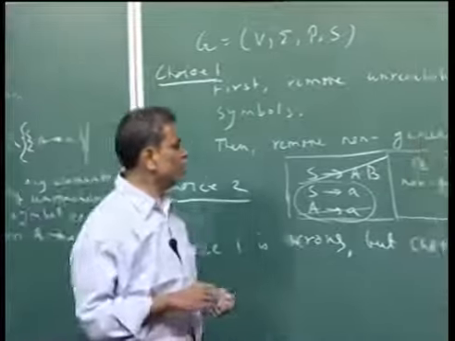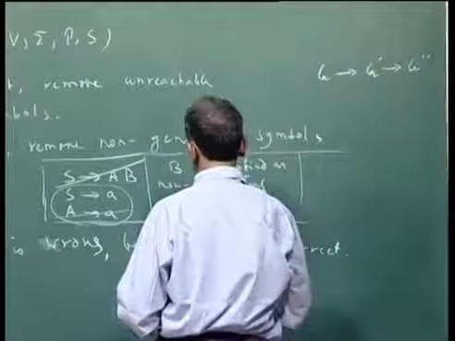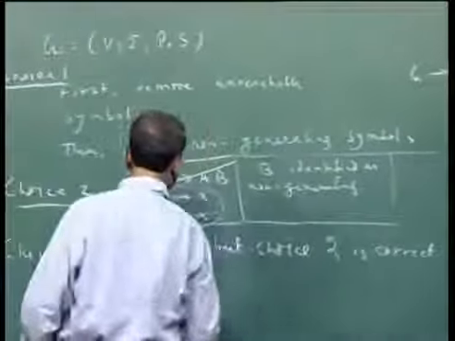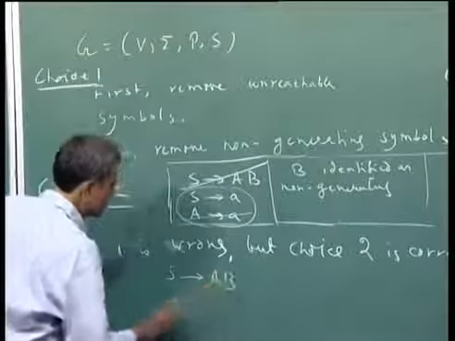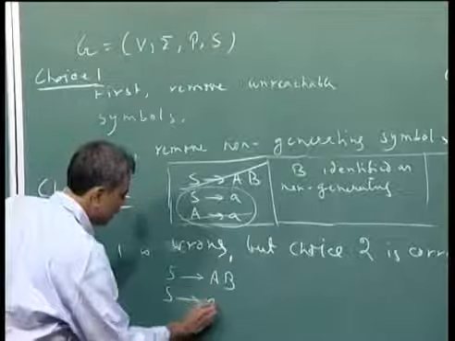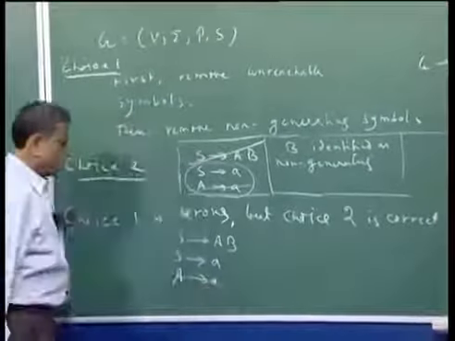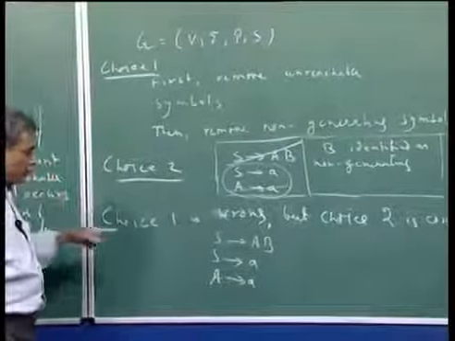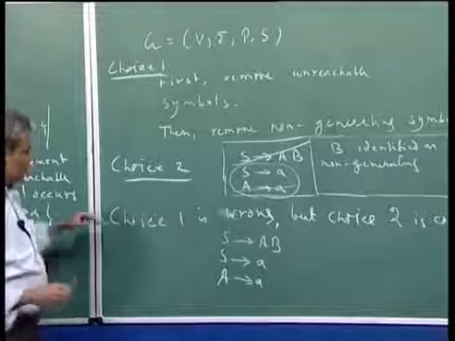On the other hand, for the same grammar, if I do choice 2, what is going to happen? S goes to AB, again start with this, S goes to A, A goes to a. I find, so here in choice 2, what am I going to do?